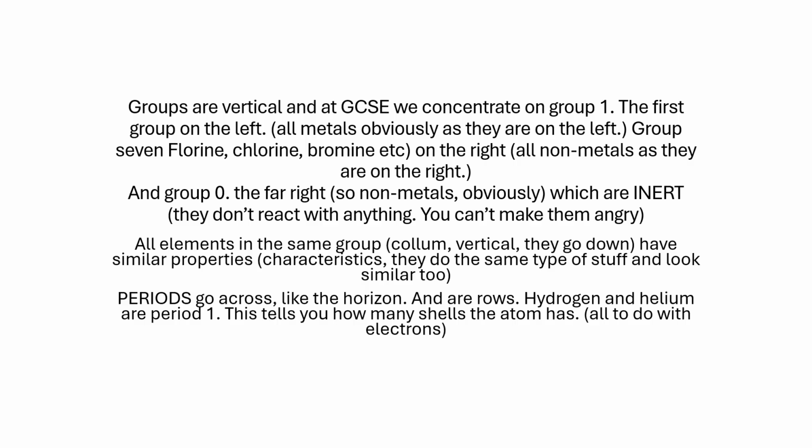Now, groups on the periodic table are vertical. So the vertical columns, they're groups. We don't really look at the middle in Edexcel. They're called transition metals, and we don't look at them. So there's two on the left, group 1, and logically group 2 after it. Then there's a big space. Then we have group 3, group 4, group 5, group 6, group 7, and then group 0. At GCSE, we're only really concerned about group 1 on the very left, and the last two on the very right. Group 7 are non-metals, and they've got fluorine, chlorine, bromine in it.